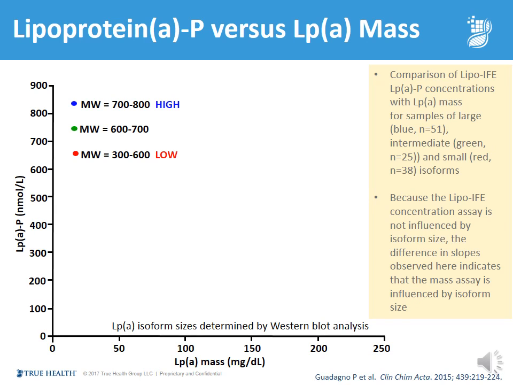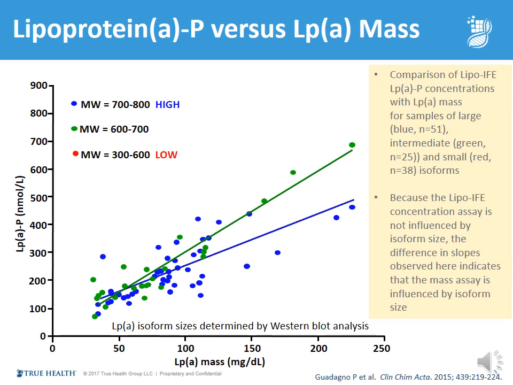Whereas red, the low molecular weight, the shorter ApoA isoforms are produced very rapidly in hepatocytes and easily secreted and attached to LDL particles, making Lp little a. And the green would be those with an in-between molecular weight. So in those with the average molecular weight, clearly as Lp little a mass goes up, so does Lp little a particle count. In those who have the high molecular weights, yes, in general, as Lp little a mass goes up, so does the Lp little a particle count, but nowhere near as severely as those with the in-between molecular weight.